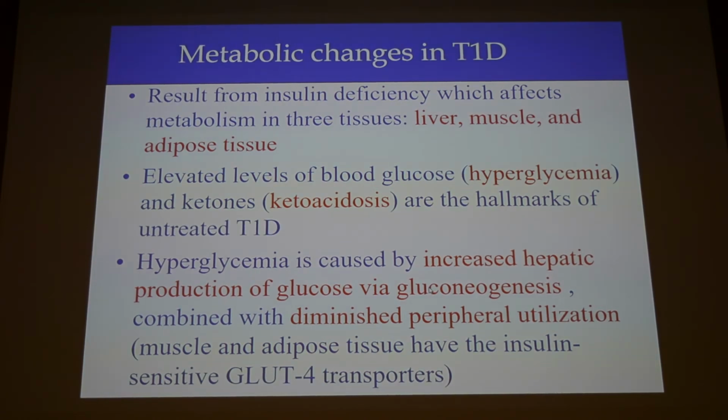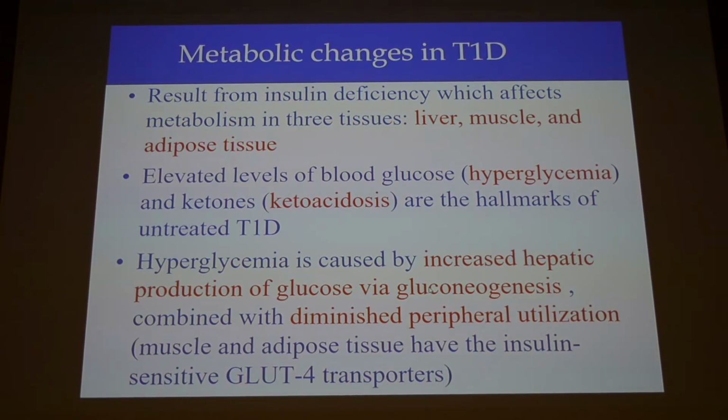What are the causes of these metabolic changes? It's basically because there is no insulin. So the metabolic changes are the same in type 1 and in type 2. But in type 1 they are more severe because there is no insulin. In type 2 there is some insulin. Okay? So the absence of insulin is going to affect the liver, the muscle, and the adipose tissue. They are going to cause hyperglycemia and ketoacidosis.